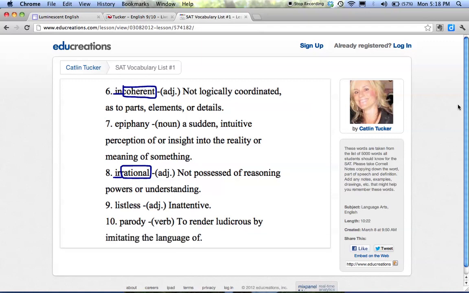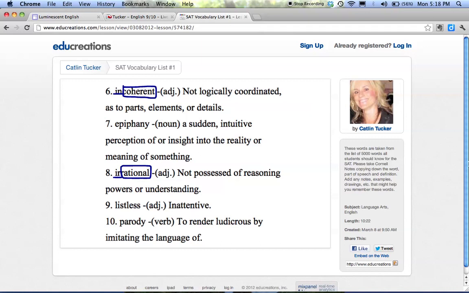This is an adjective, so it describes someone. So someone who is irrational isn't able to fully understand something, either because they're so upset they just can't be made to understand the truth of something. Sometimes when you're worked up about something, it's hard to be rational, to think logically, to process, to understand what's happening.